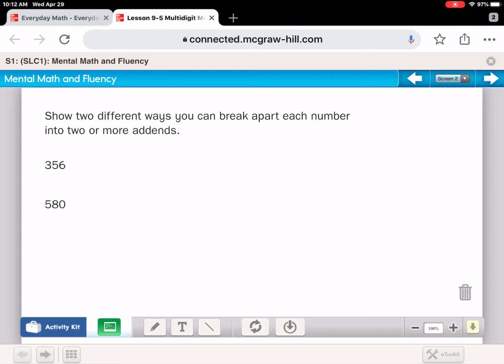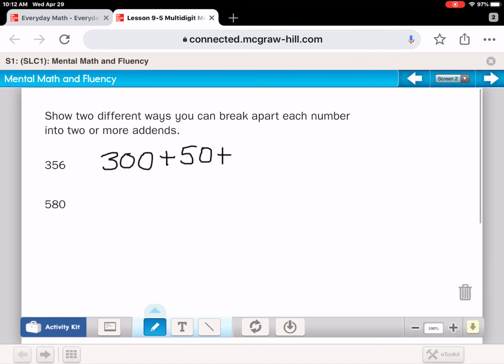Please write down two ways that you could break apart 356. How about 300 plus 50 plus 6? Or how about 200 plus 150 plus 6?